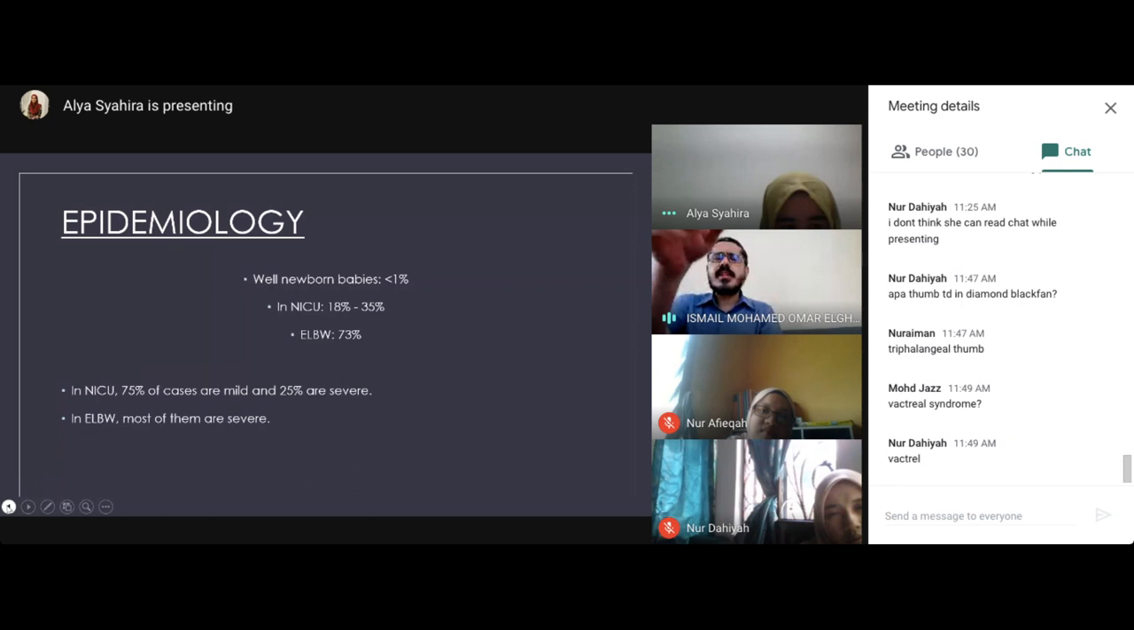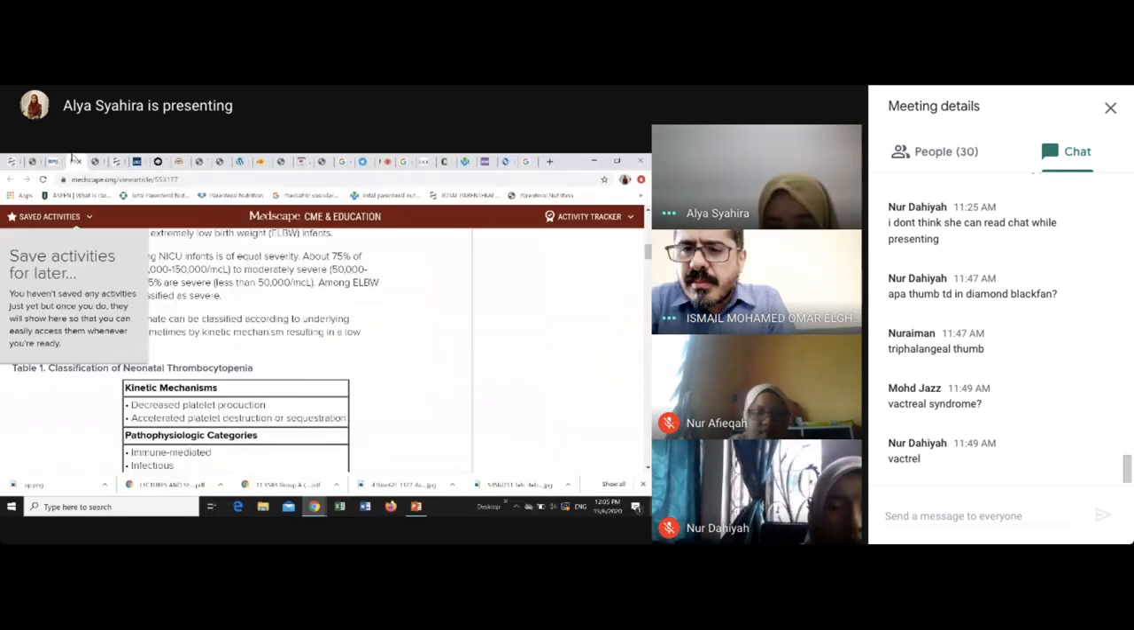Which references did you use? The one in the previous slide is from the illustrated textbook, and the new one is from an article on Medscape. Can you repeat the new one? The new one: mild is between 150 and 100, moderate is 100 to 50, and severe is less than 50. Is it correct? I don't know, I have to go and see. But Medscape is a good reference and reliable. Okay, thank you.